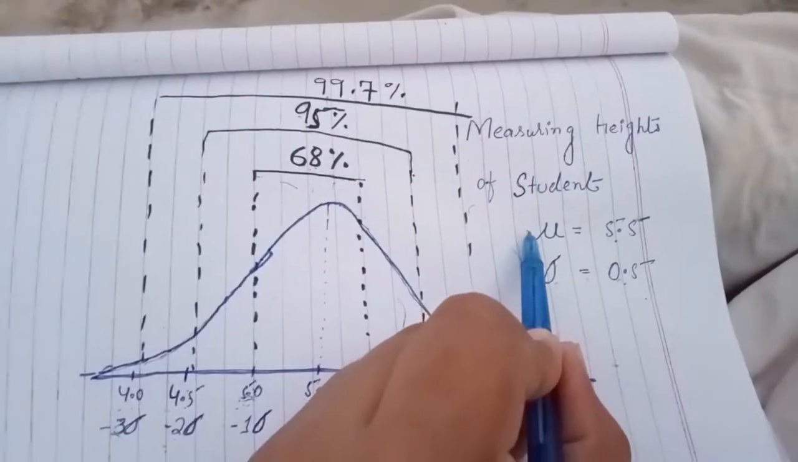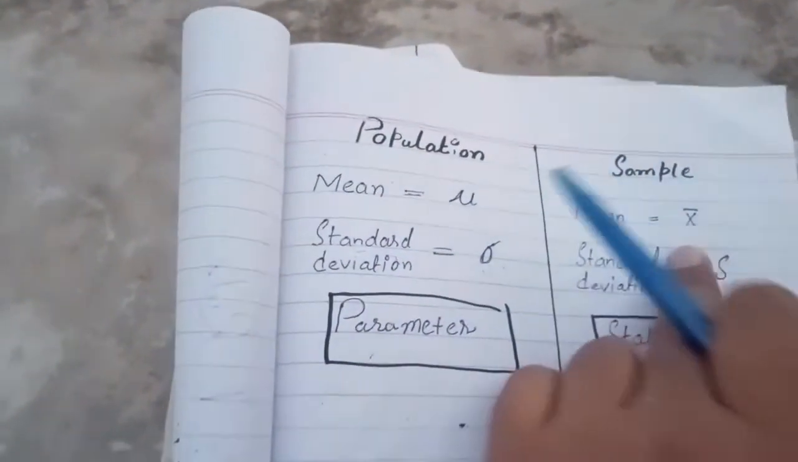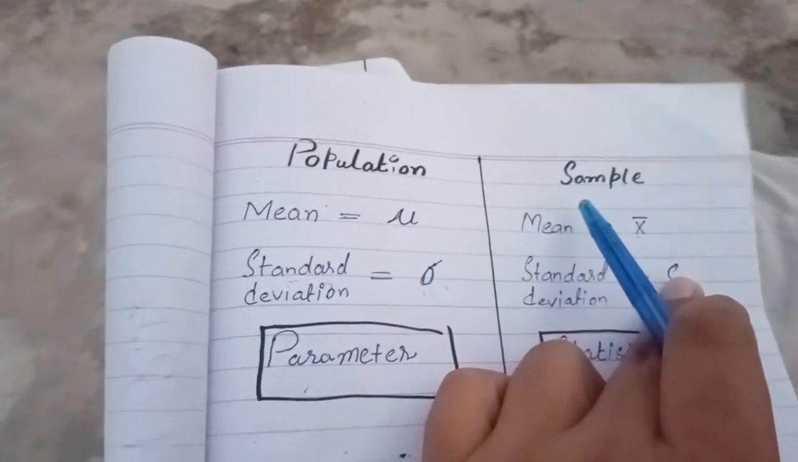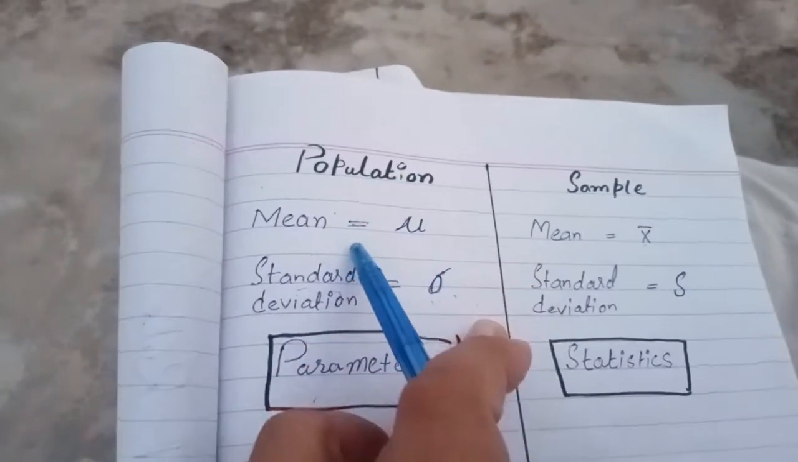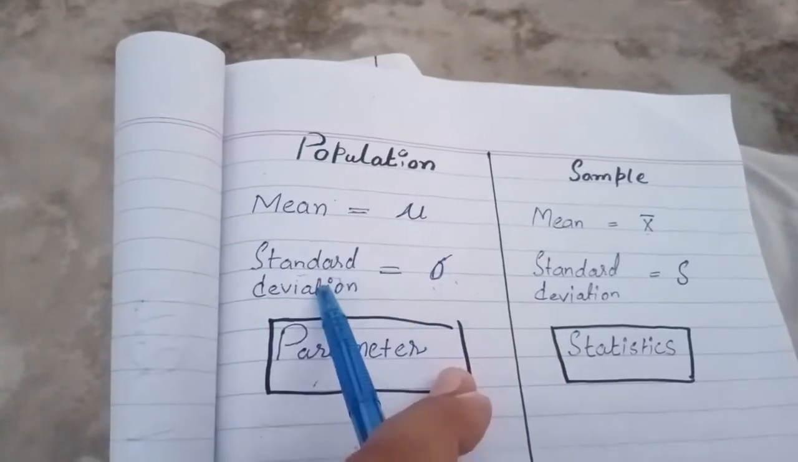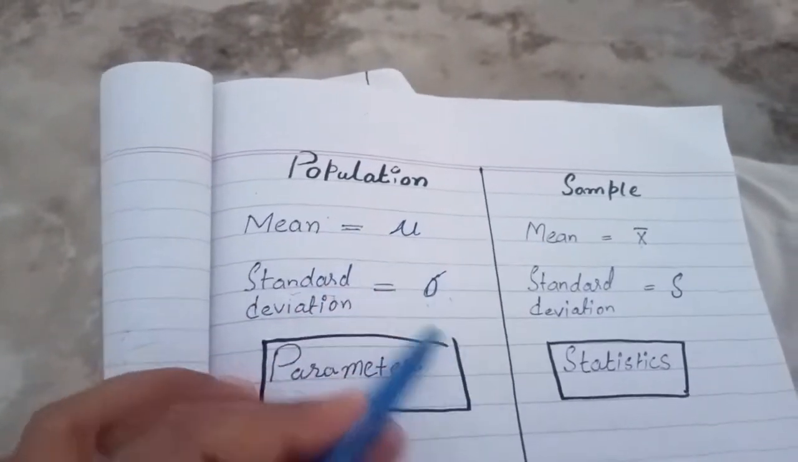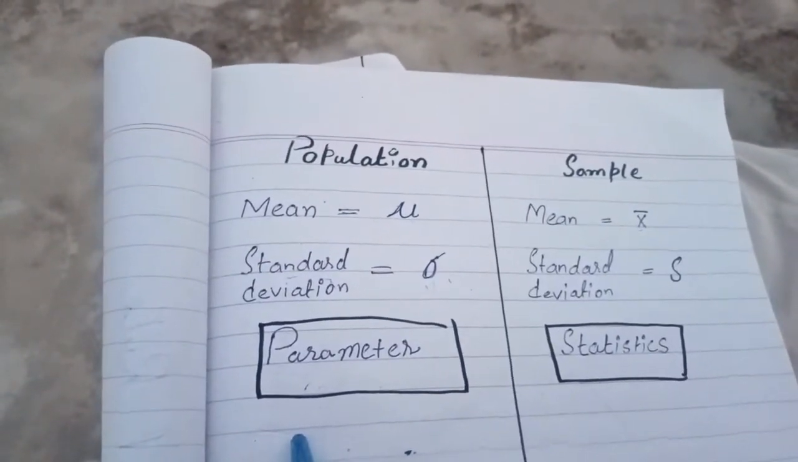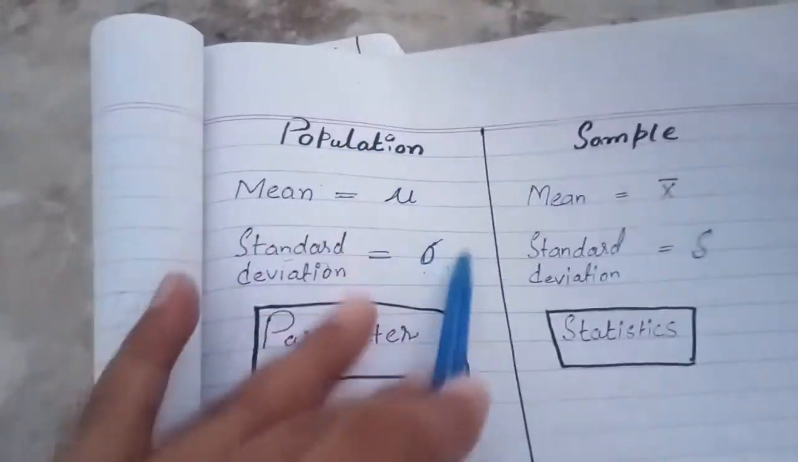So I have used the parameters sigma and mu. Here is one concept: population and sample. If a normal distribution follows the data of the population, the average of this distribution will be mu and the standard deviation will be sigma, and these will be known as parameters.